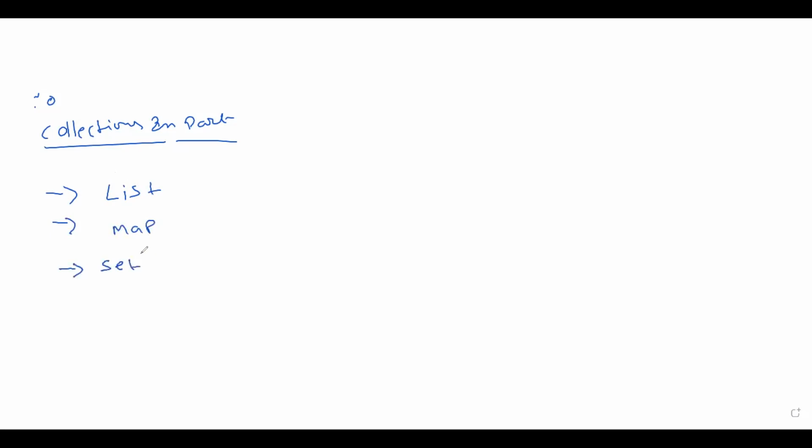Okay. Collections. The topic is collections in Dart. There are three types of collections: list, map, and set. We'll discuss more about the list and map. The set is not required, but I will explain the set also. These two are the most important.